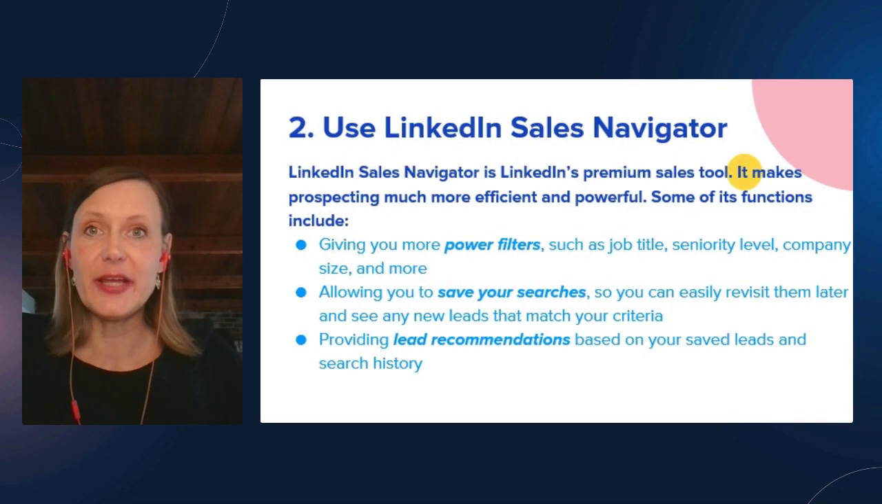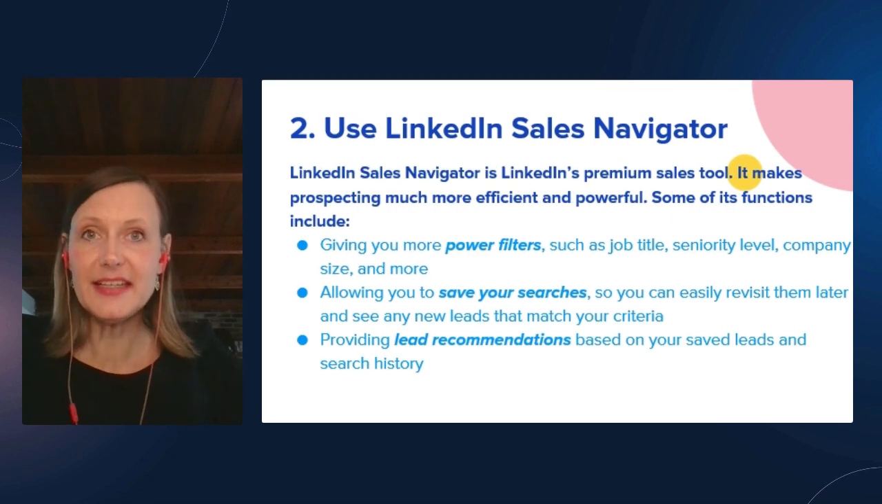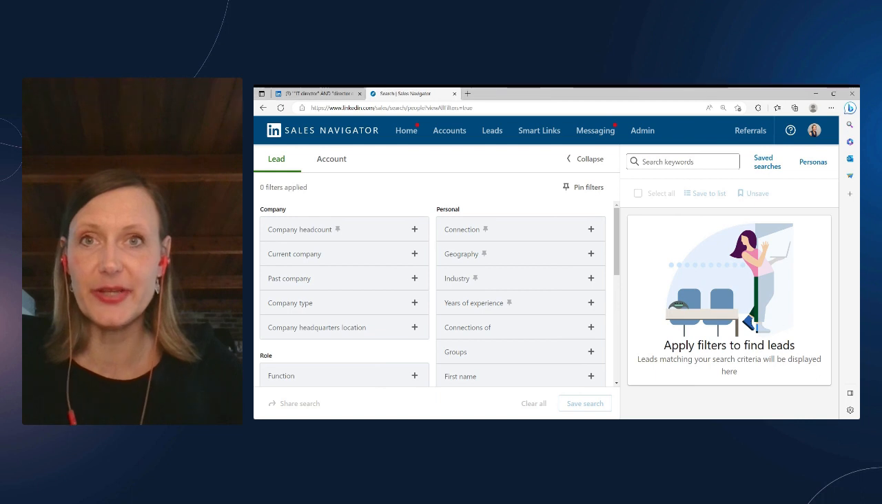LinkedIn Sales Navigator can make your search much more efficient and targeted. For instance, it gives you more powerful filters that you can easily combine, such as job title, seniority level, company size, and many more. It allows you to save your searches so that you can easily revisit them later and also see any new leads that match your criteria in the future. For instance, if somebody changes the job and they all of a sudden become a lead for you. And the LinkedIn Sales Navigator also provides lead recommendations based on your saved leads and search history.